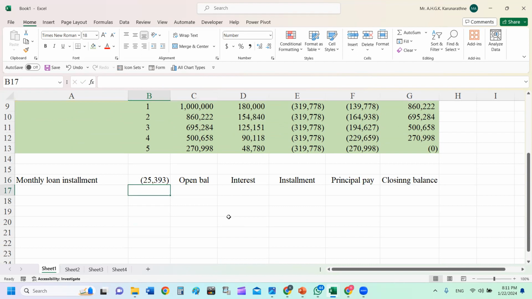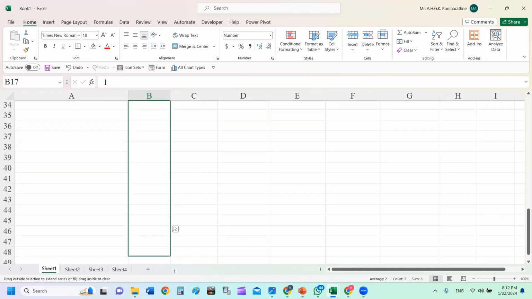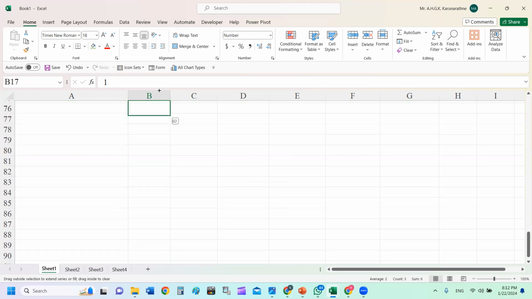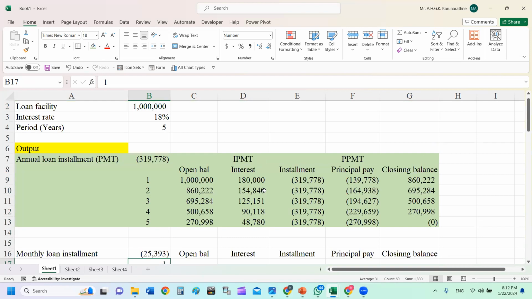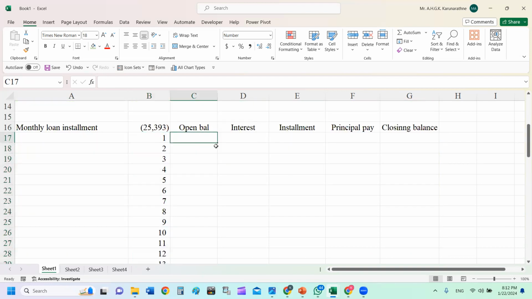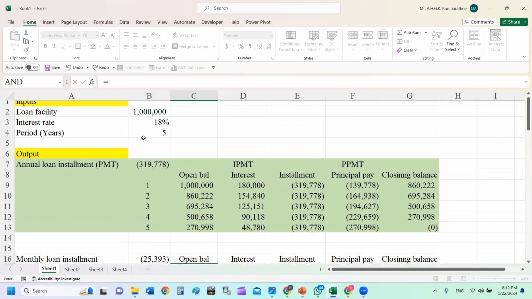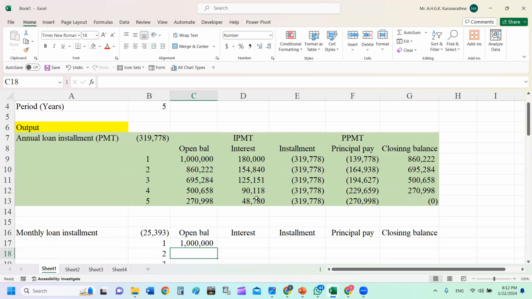Let's take the installment payment. 1, 2, 3. How many installments do you have to pay? You are paying a monthly installment during the 5-year period. 5-year period, monthly installment. How many installments do you have to pay? 60 installments. So you need to drag this till 60. Right? Open balance. Open balance is our loan balance. This is our open loan balance.